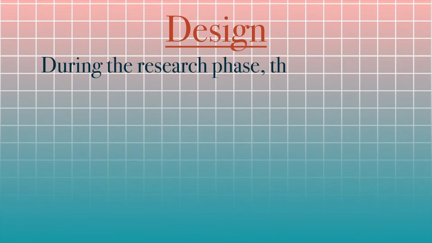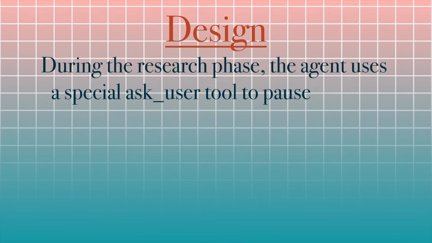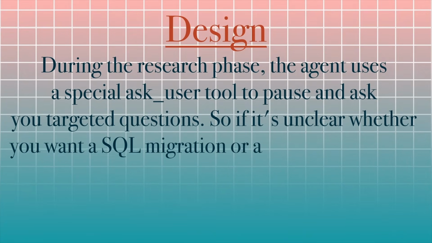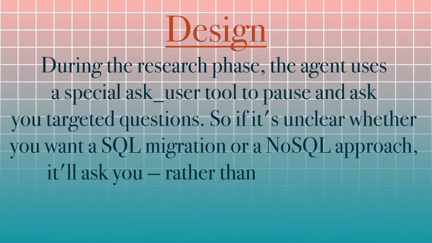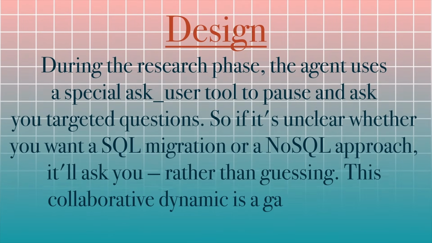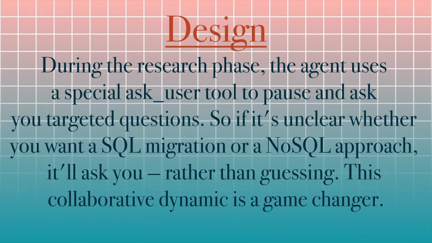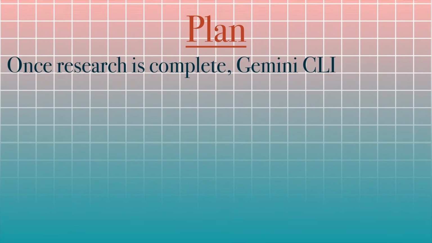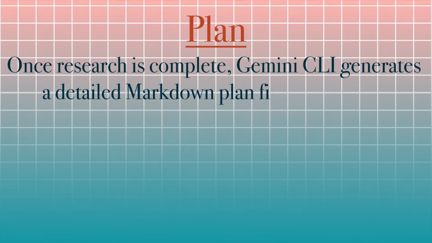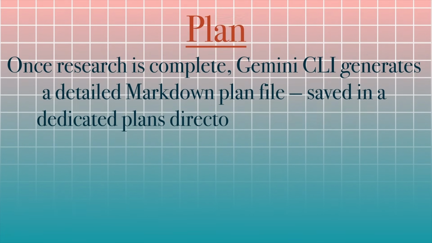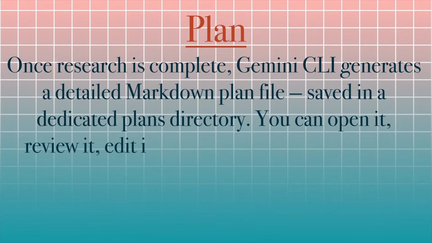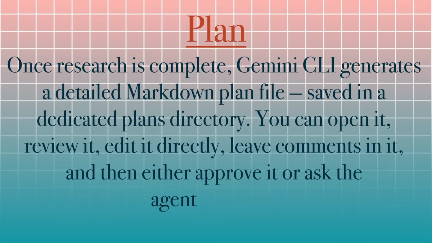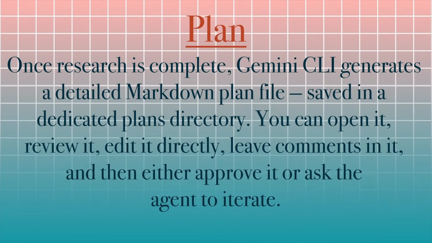The next one is the design. During the research phase, the agent uses a special Ask User tool to pause and ask you targeted questions. So if it is unclear whether you want a SQL migration or a NoSQL approach, it will ask you rather than guessing. This collaborative dynamic is a game changer. The third one is the plan. Once the research is complete, Gemini CLI generates a detailed markdown plan file saved in a dedicated plans directory. You can open it, review it, edit it directly, leave comments in it, and then either approve it or ask the agent to iterate and make it as per your need.